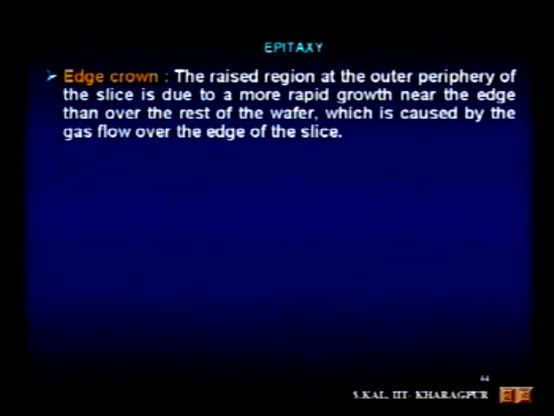And why is the thickness more at the edges? The reason is that at the edges, the gas flow, meaning the source gas as well as the dopant gas, is more available compared to the middle. Since the source reactant materials are more at the edges, the growth rate will be a little bit more, because during the gas flow the edges get much more gas compared to the center region. So that is the reason for the edge crown.